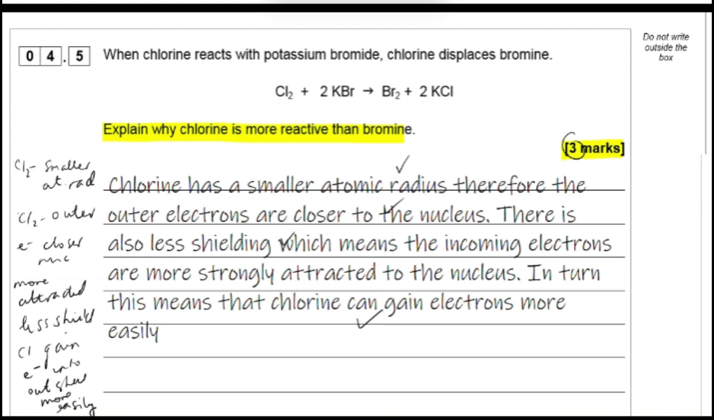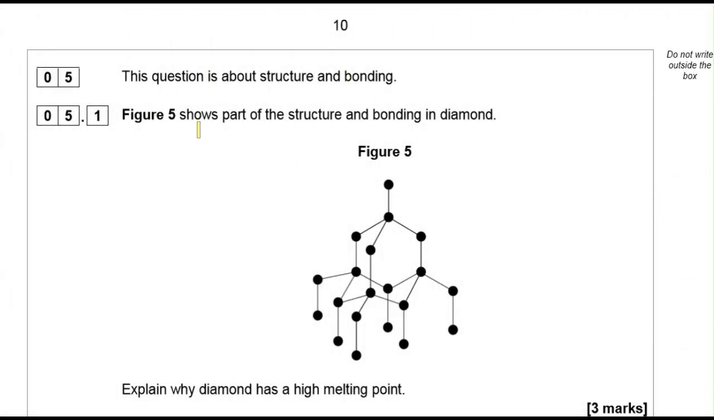Question 5. This question is about structure and bonding. 5.1. Figure 5 shows part of the structure and bonding in diamond. Here's figure 5. You've seen this figure many times in your lessons and notes. Explain why diamond has a high melting point for 3 marks.